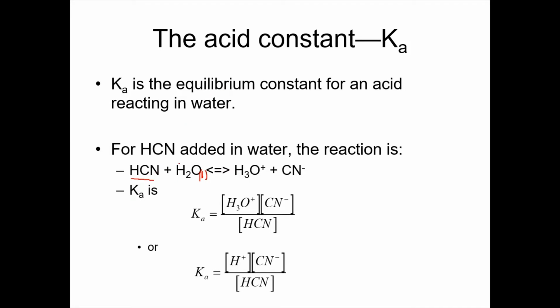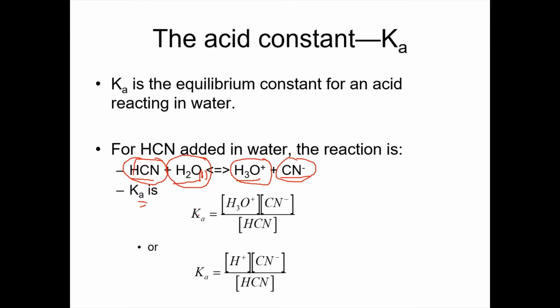Hydrogen cyanide reacts with water, which is a liquid, to form H3O plus and CN minus. Everything else is aqueous. You'll recall when something is aqueous, we don't need to put it in the law of mass action, or the equilibrium expression. So for this reaction, our equilibrium constant is H3O plus times CN minus, divided by HCN. We call this constant Ka, and the A stands for acid.